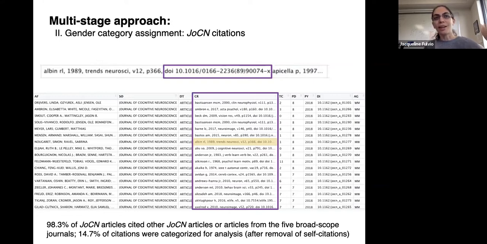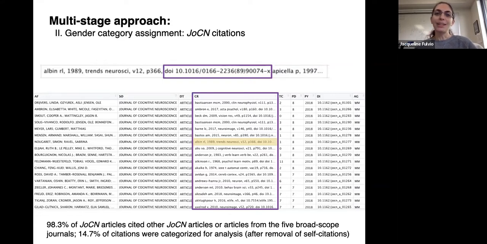So we have all of our JOCN articles. We also have all of the 63,000 plus articles from the five broadscope journals. Each of these have a DOI. So what we can do is go through these reference lists, look for DOIs that have a corresponding entry in our six journal table here, and use that basically as a lookup to see the author gender group of the citation. Now, we know for sure that people aren't exclusively making citations from only these six journals, but for now, this was the best that we can do. And so we were able to categorize about 20% of the citations overall, which isn't very much. But when we get to the web tools, we'll talk about how we improved upon that.